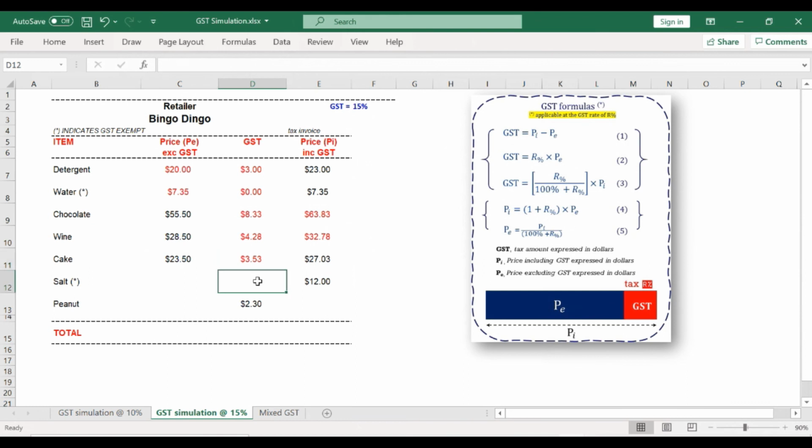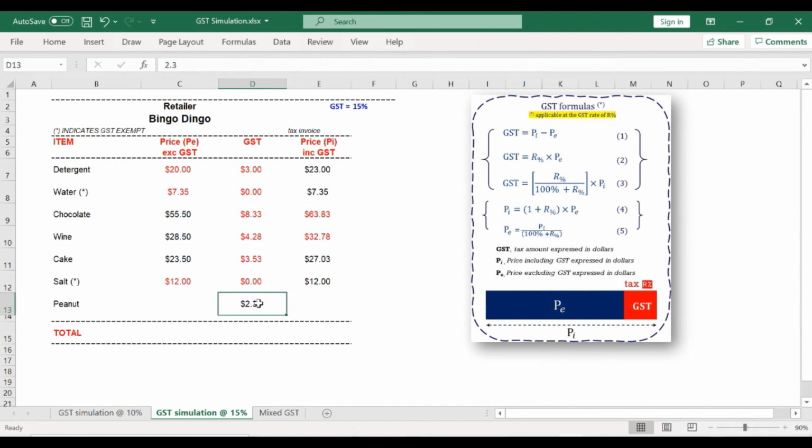Now, in terms of the salt, it is 0 tax because it is GST exempt, as you can see, and therefore it is $12 here. Now the peanut, the last item, we can use equation number 2. In this case, by the way, we only have the GST amount. There is no information whatsoever about the prices. All we have is just the GST amount.